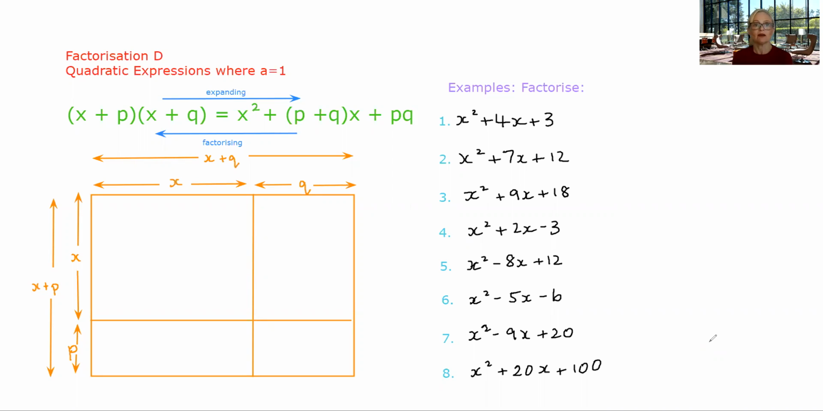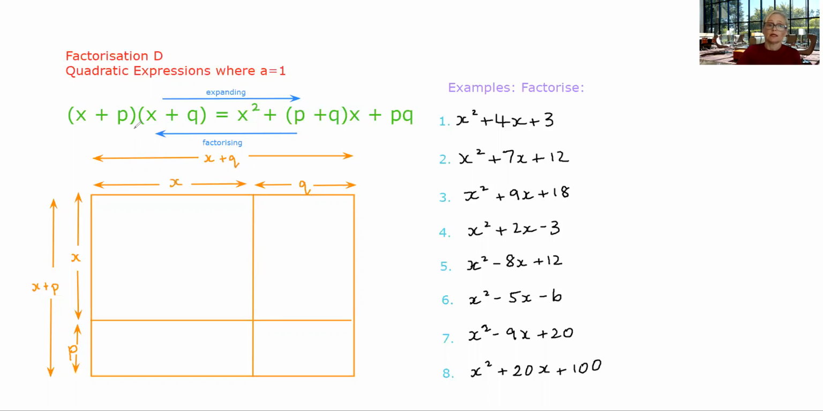We're now ready to start factorising some quadratic expressions. The ones I want to start with are obviously the easiest types, and they are the ones where you have a 1 in front of your x squared term. That's why I've titled this where a is 1. Remember again that expanding is going from a product out to a sum or difference, and factorising is going back the other way.